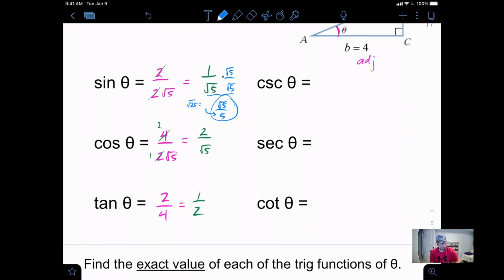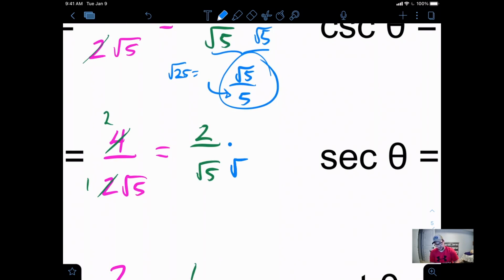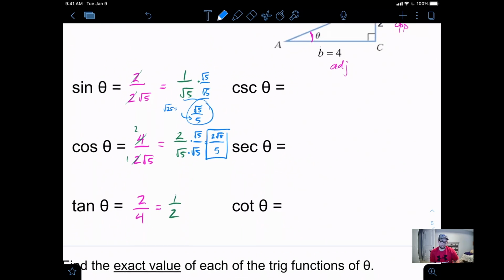Looking at the other one, if I wanted to rationalize this, I would multiply it by the square root of 5 over the square root of 5. So this would give me 2 square roots of 5. And essentially, when you multiply a radical by itself, the radical disappears and you're just left with whatever was inside. So this would be our rationalized denominator there.